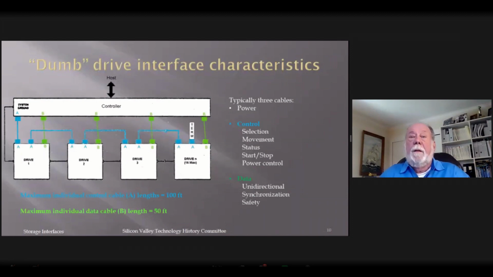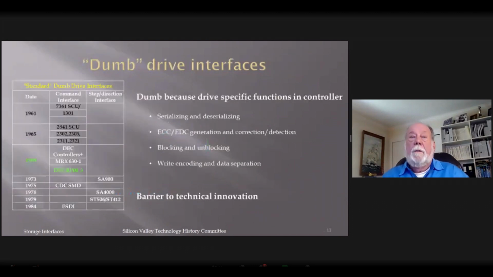Tape was a little different. Their data cables were 9, 7, 9, and 18 bits wide and analog in nature. Here are some of the significant dumb disk drive interfaces, really from when they first came into existence as standard, in my opinion, around 1969 with the DEC RP0X series.